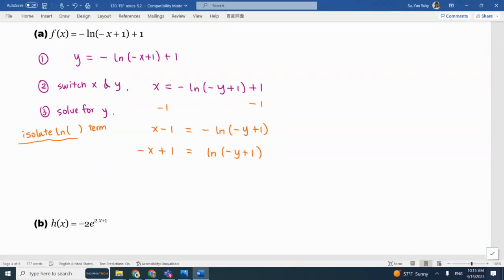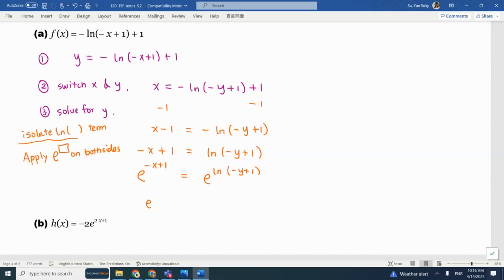How do we get rid of that? We know ln and the exponential function are inverse functions, right? So we apply e on both sides. So e to the negative x plus 1, e to the ln of negative y plus 1. Because e and ln are inverse functions. When you see ln, apply e. When you see e, apply ln. Is that okay, everybody?